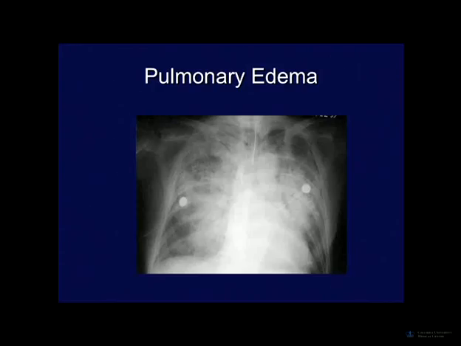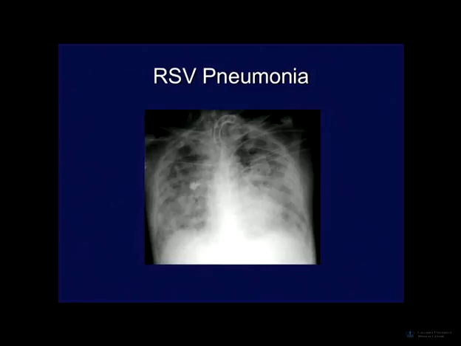Pulmonary edema is a classic one. This is a pretty classic chest x-ray for it. That bat wing pulmonary edema, where you see a lot of infiltrate, a lot of haziness centrally, right around the pulmonary arteries. RSV pneumonia can be a more diffuse process. This is not pathognomonic for RSV pneumonia, but a viral pneumonia can look like this.